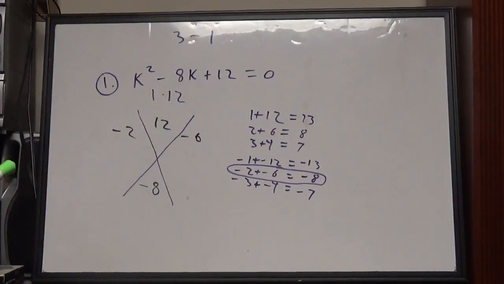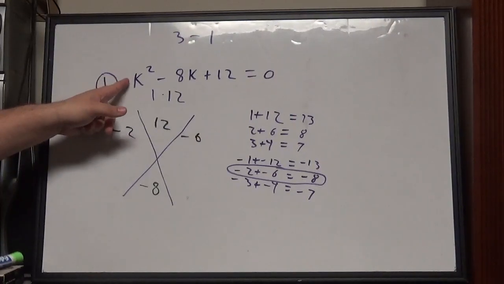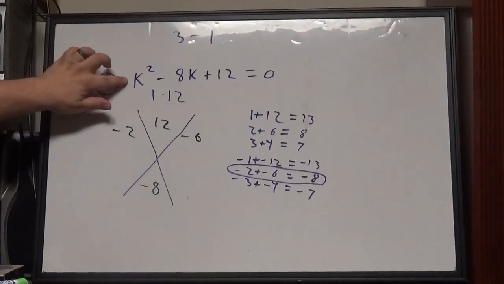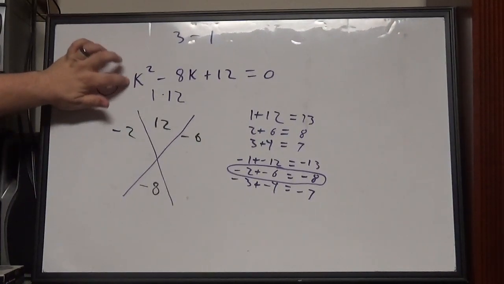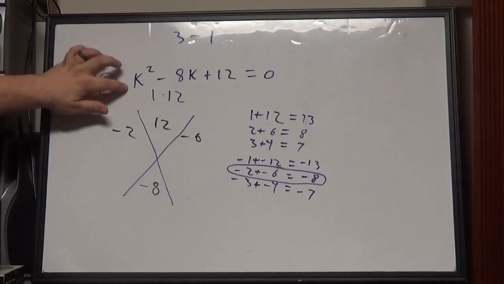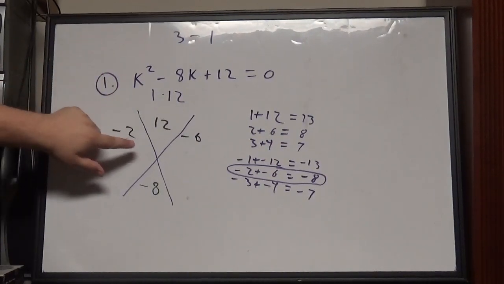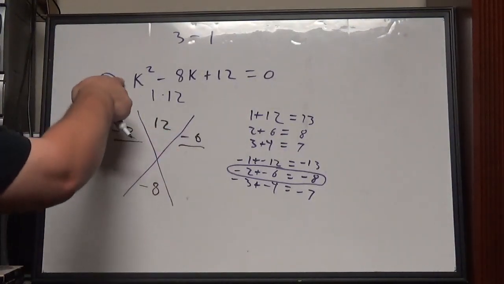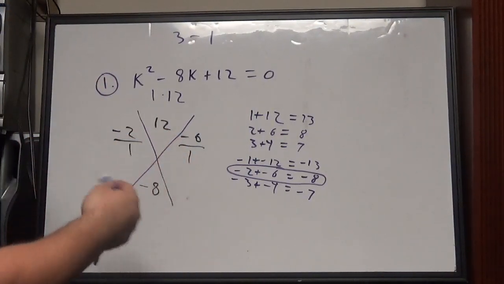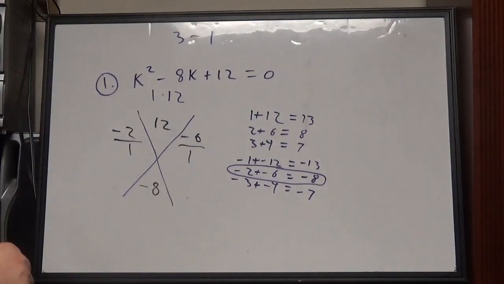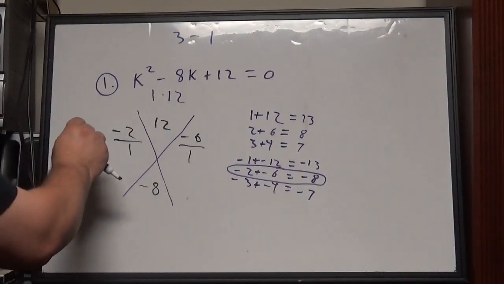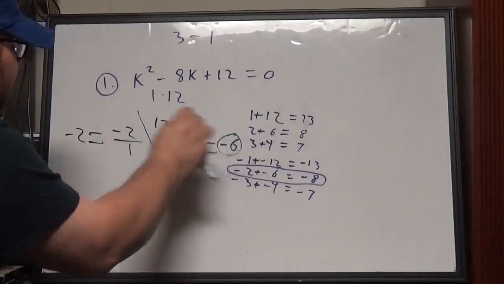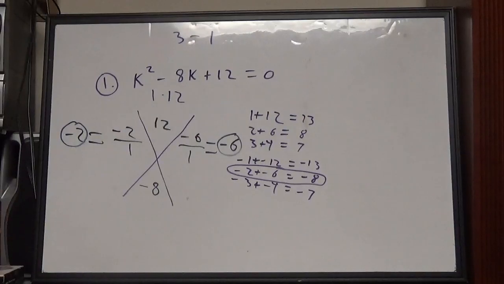Now this is the part where typically, if we have a coefficient bigger than 1 for the A value, we would draw our lines and do the numbers over A. In this case it's a 1, so we put it over 1. Of course, anything divided by 1 is itself, so this becomes -2 and -6. But that's not your final answer.